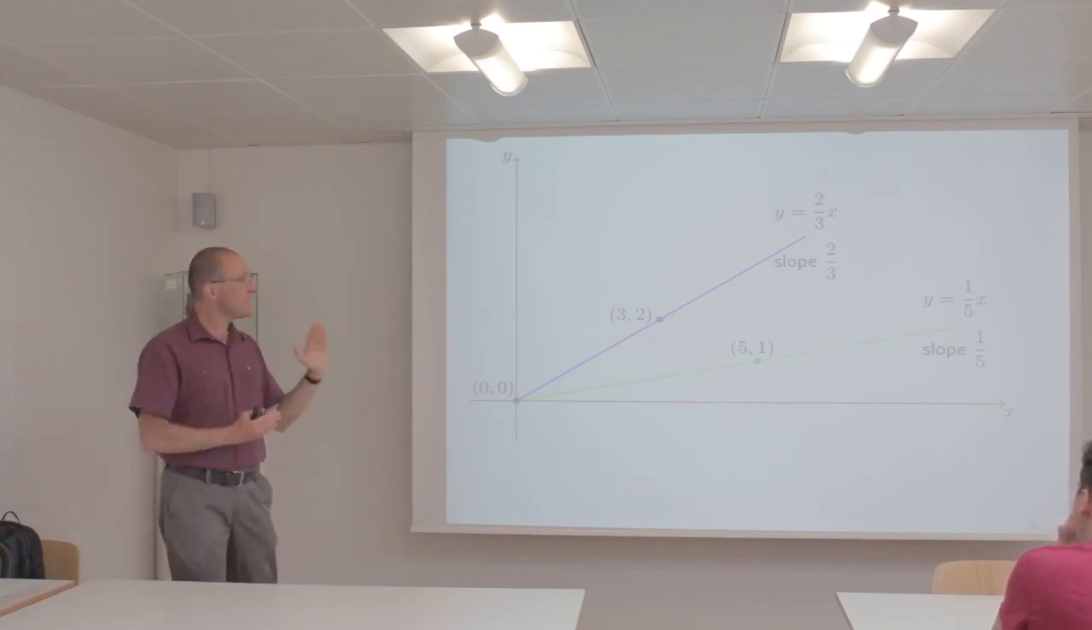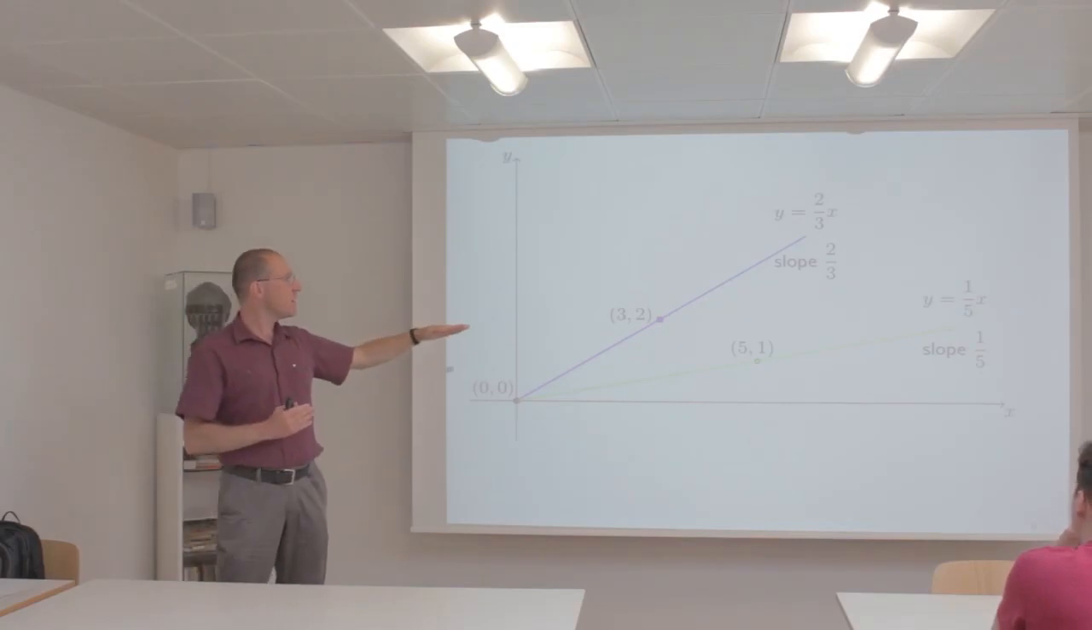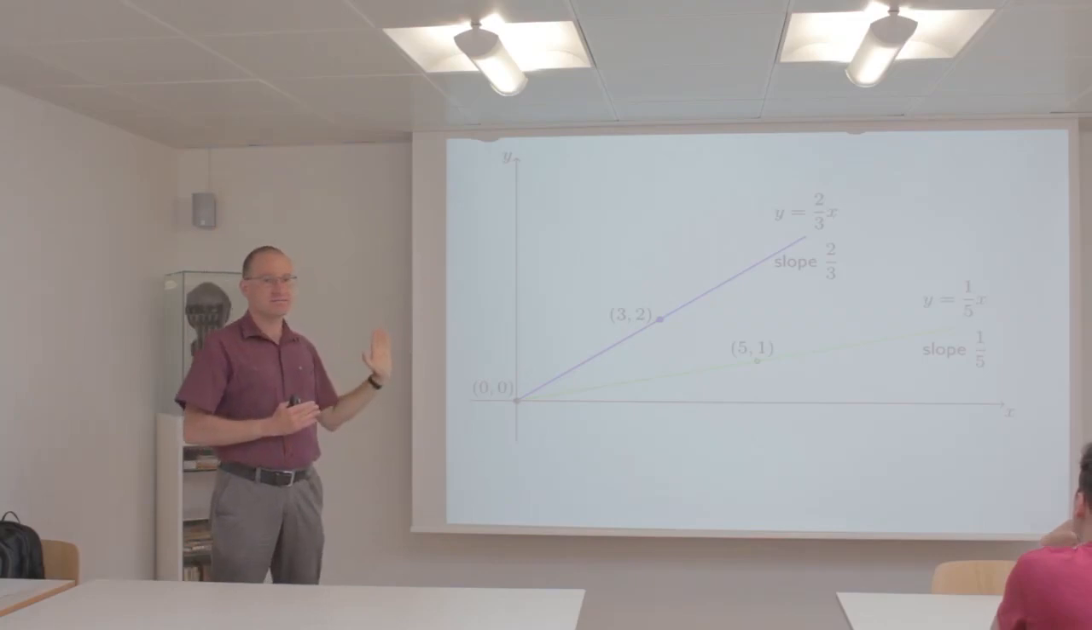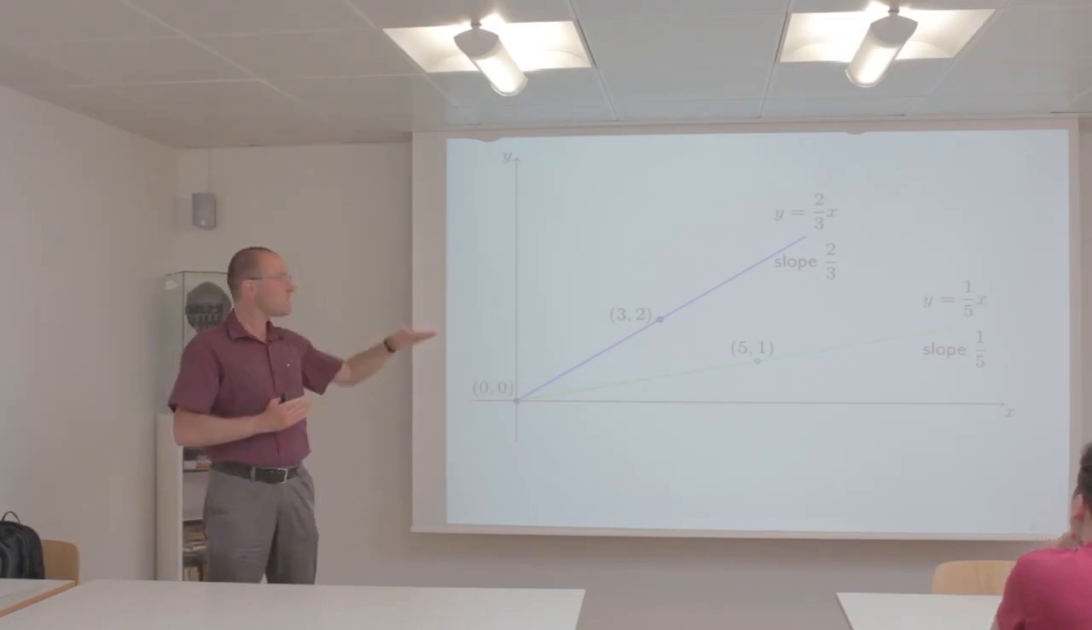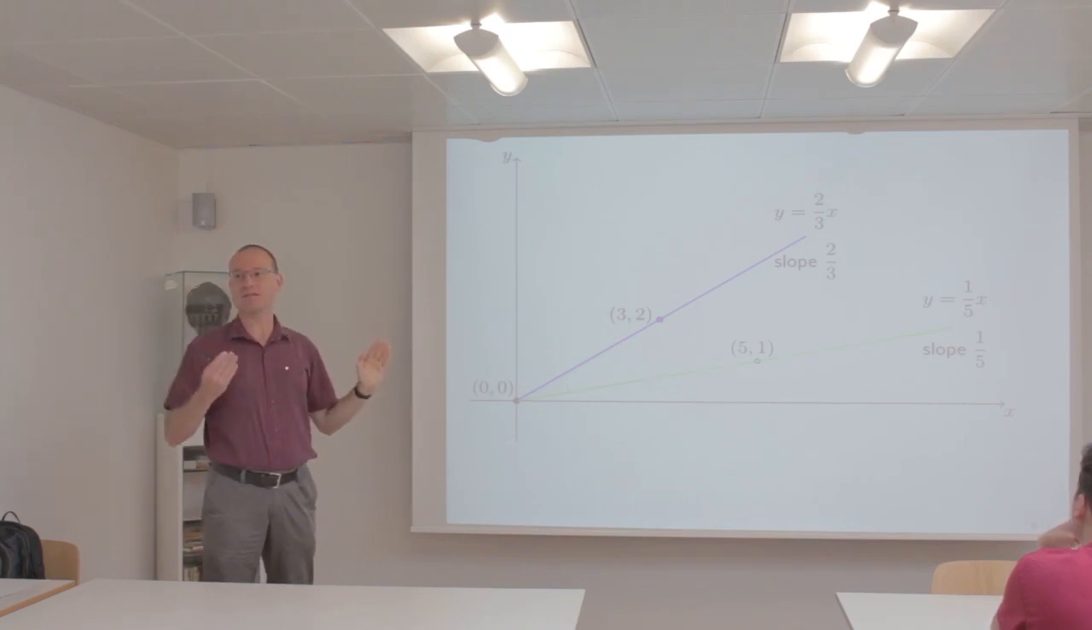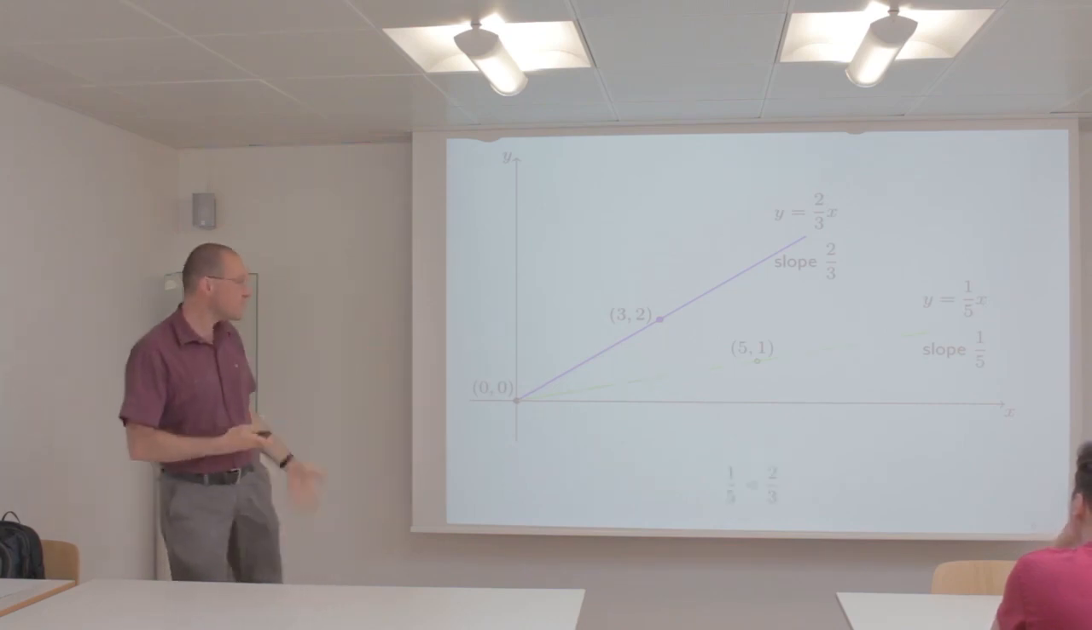Now, what is the meaning of the slope? Why is the green line below the blue line? We're always talking right of the origin, right of 0, 0. Why is the green below the blue? Yes? Because 1/5 is less. Absolutely, because 1/5 is less than 2/3.